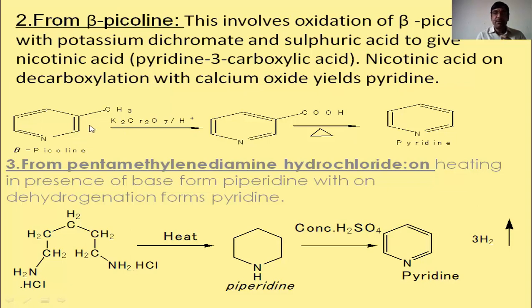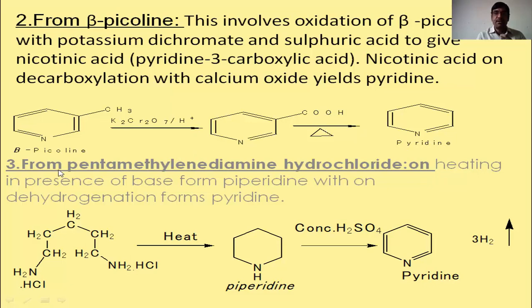This is the beta-picoline, at 3 number position CH3 group is present, which is oxidized and converted into the COOH group with the help of potassium dichromate in the acidic condition. This nicotinic acid on decarboxylation, that is removal of CO2 group, will give us the pyridine.